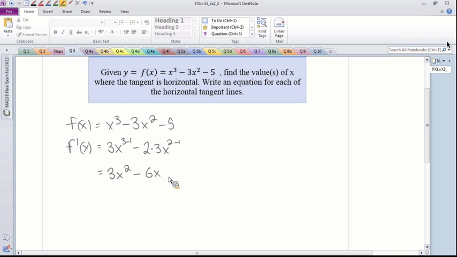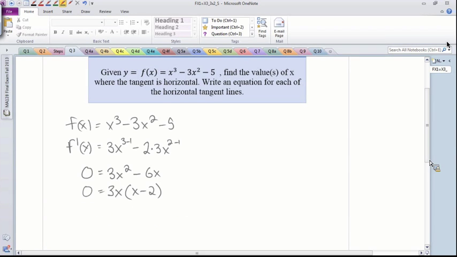So now we have found the derivative, and now we want to solve for x as we set it equal to 0. We want to set this equal to 0 because that's where the slopes of the tangent lines are horizontal. Slopes of horizontal lines are 0. So now let's solve for x. We can factor 3x out of each term. So 3x squared divided by 3x is just x. 6x divided by 3x is 2.